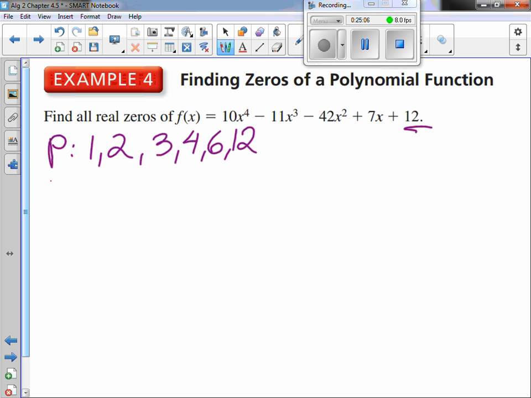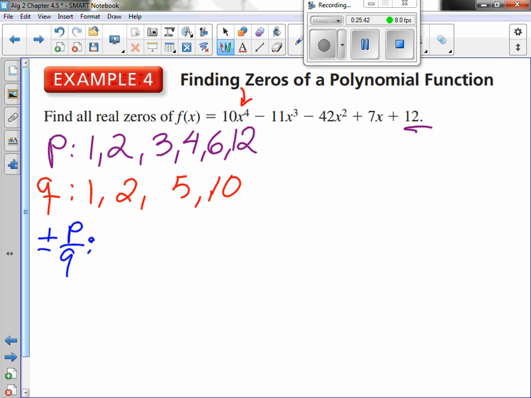Q. We'd have 1 and 10. Because the leading coefficient here is 10. We also have what? 2 and... okay. Any questions on how we found the factors of P and Q?